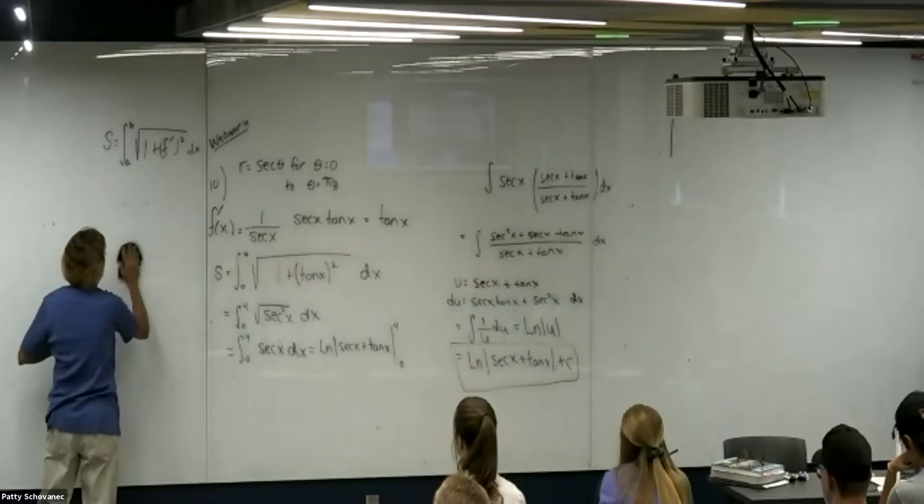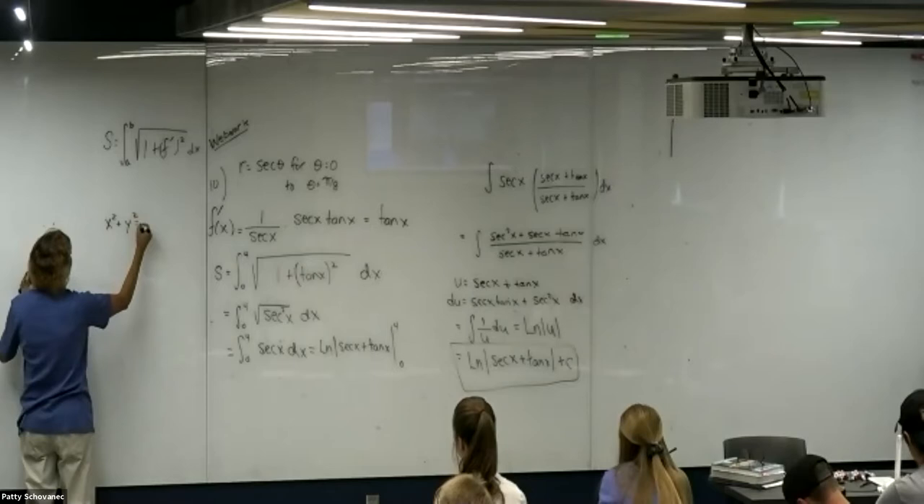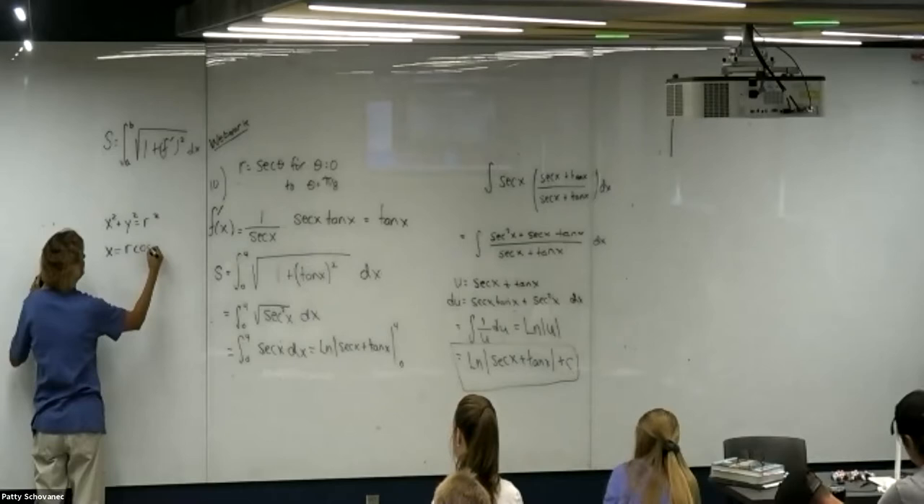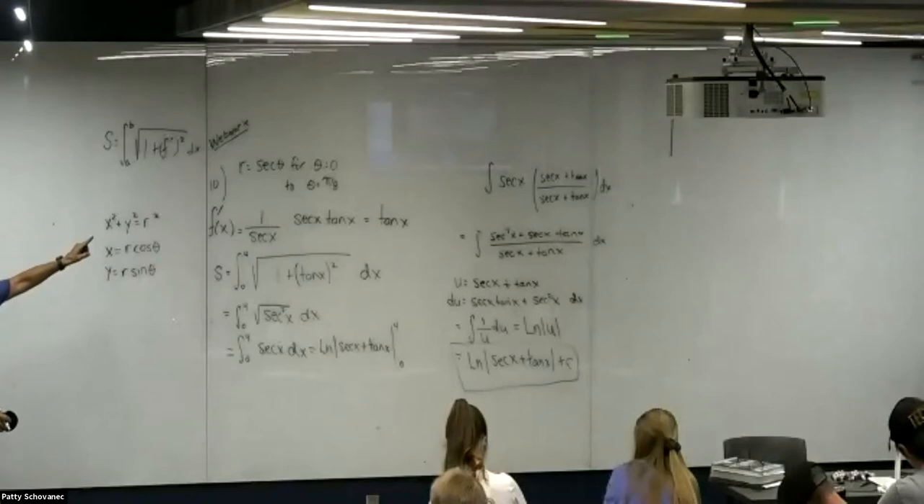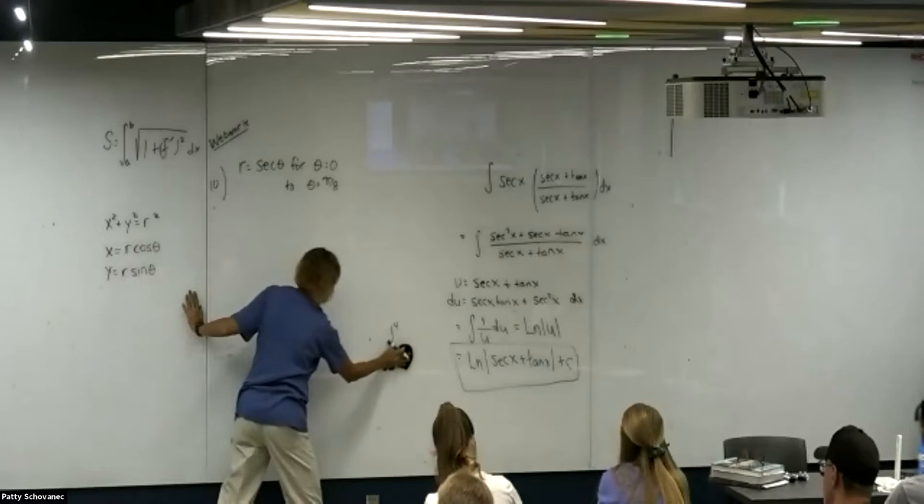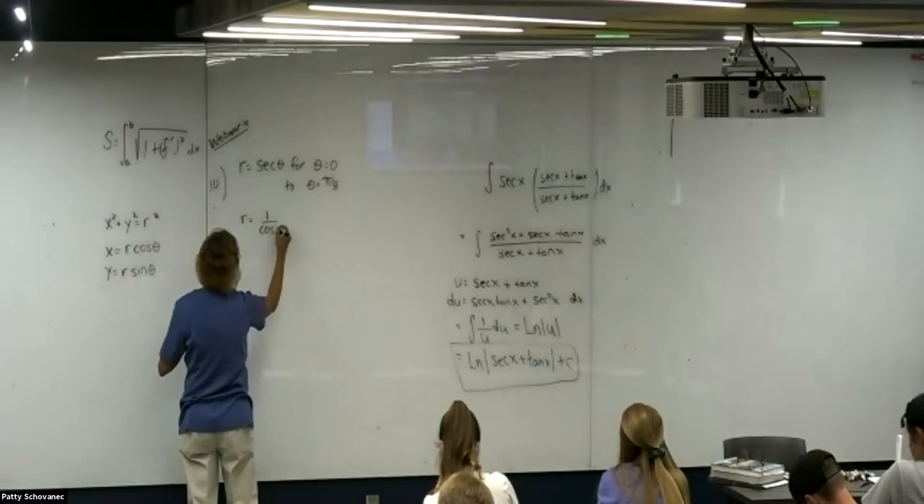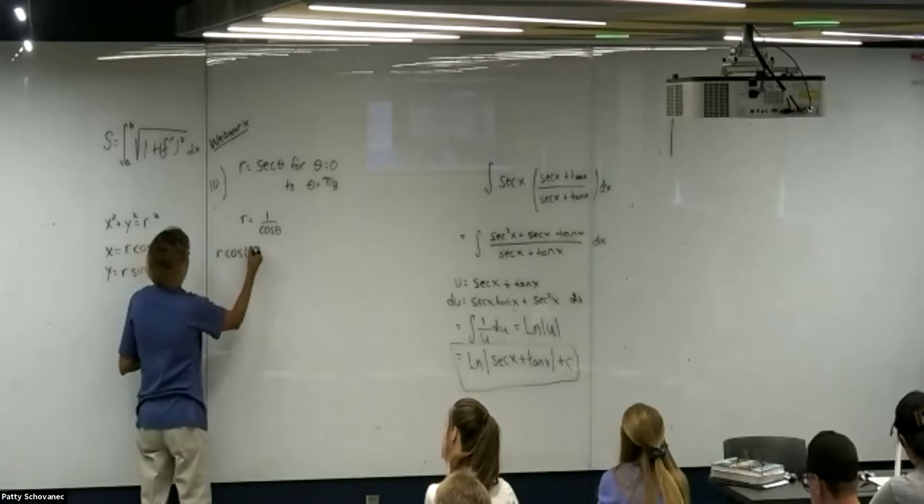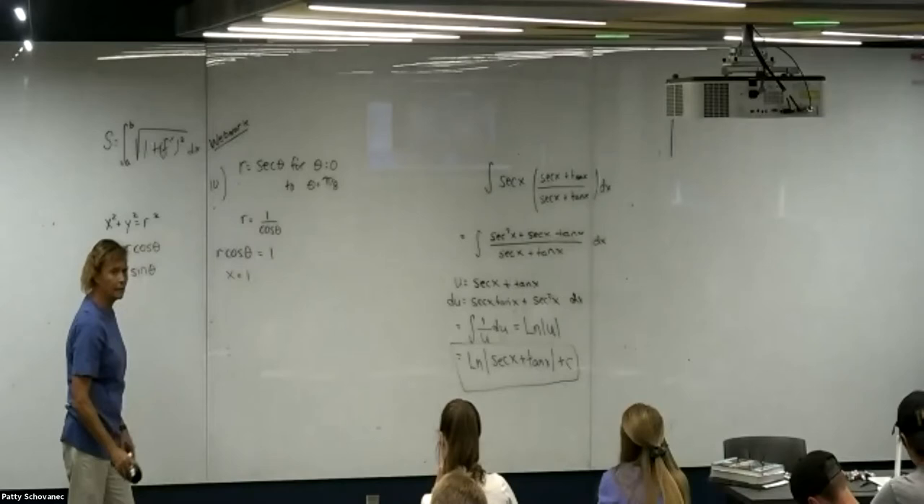Our conversion factors from polar to rectangular were x squared plus y squared is r squared, x is r cosine theta, and we're going to use that here, and y is equal to r sine theta. You convert that to rectangular coordinates. I'm going to replace the secant of theta with 1 over cosine theta. So I have r is equal to 1 over the cosine of theta. Now I'm going to cross multiply and get r cosine theta is equal to 1. And there's our x. This corresponds to the graph x is equal to 1 from theta is equal to 0 to theta is equal to pi over 8.